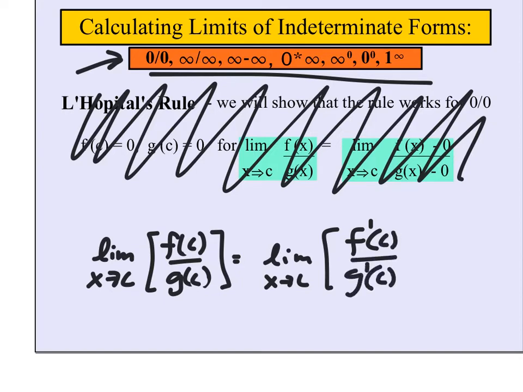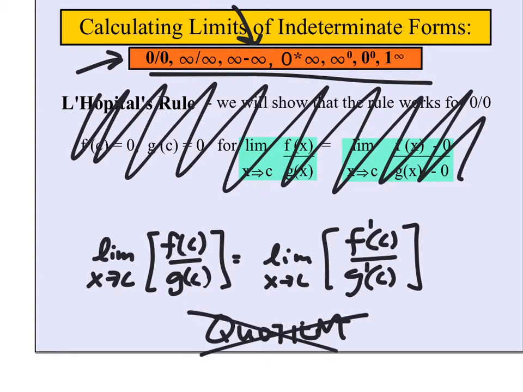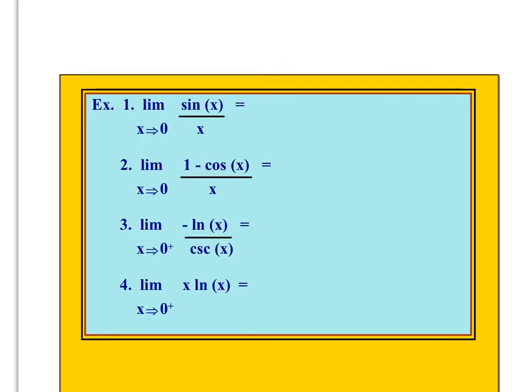So all that means is, if you run into a stumbling block here, take the derivative of the top and the bottom. However, the biggest fail that most students have is they use the quotient rule. This is not the quotient rule. No, not the quotient rule. All you're doing is taking the derivative of the top and the bottom separately, and then you're going to evaluate and plug in those values. So let's take a look here.